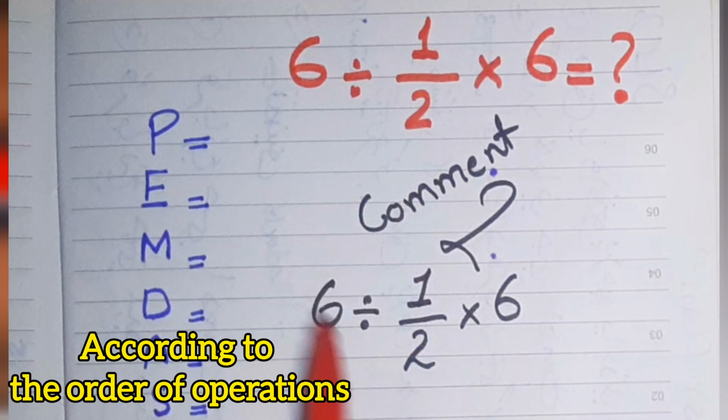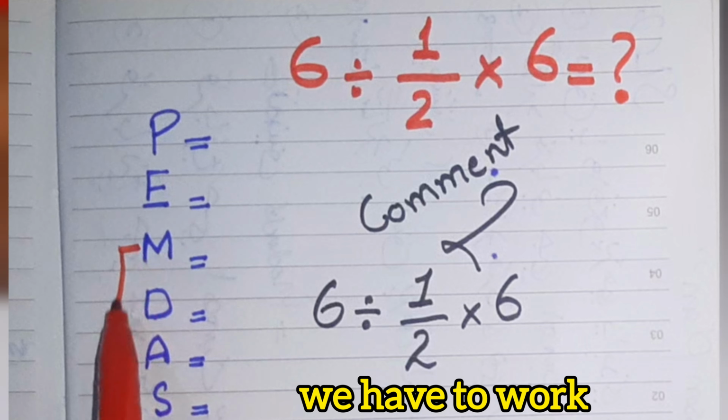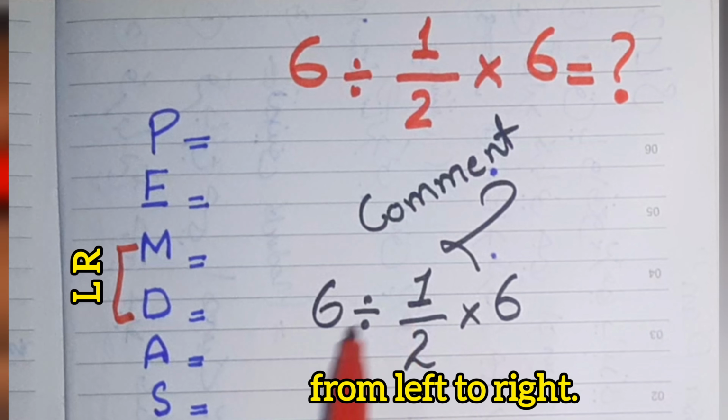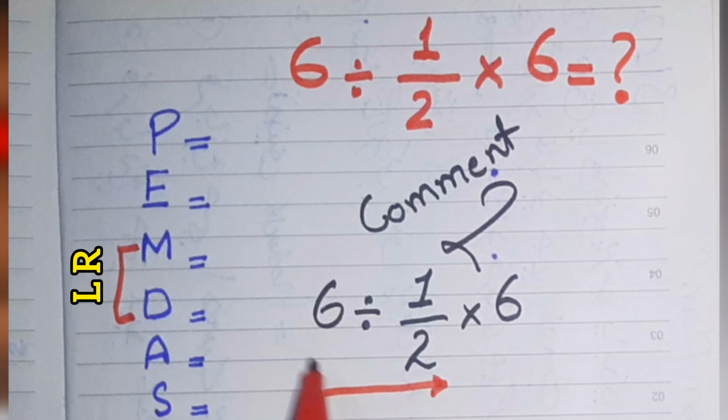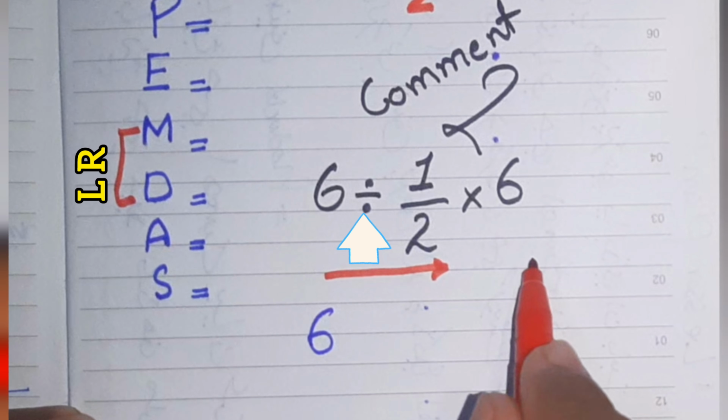According to the order of operations, multiplication and division have equal priority, and we have to work from left to right. So here, first, we have to do this division, then this multiplication. If we do this multiplication before this division, it is wrong.